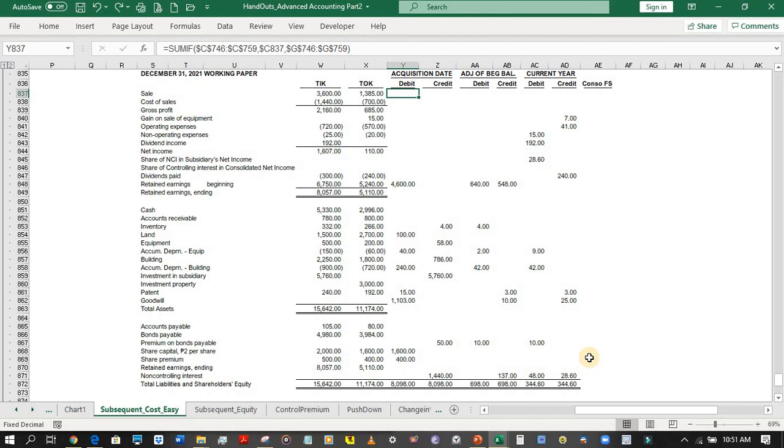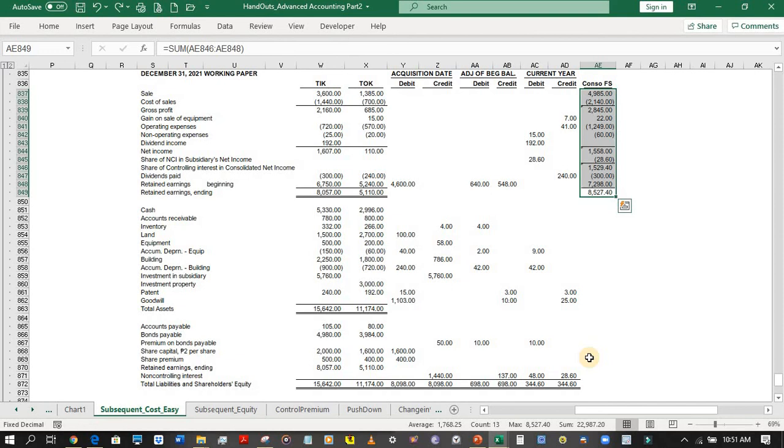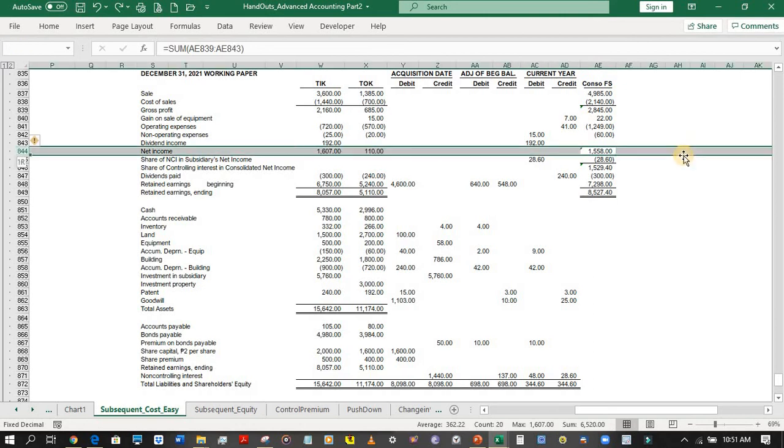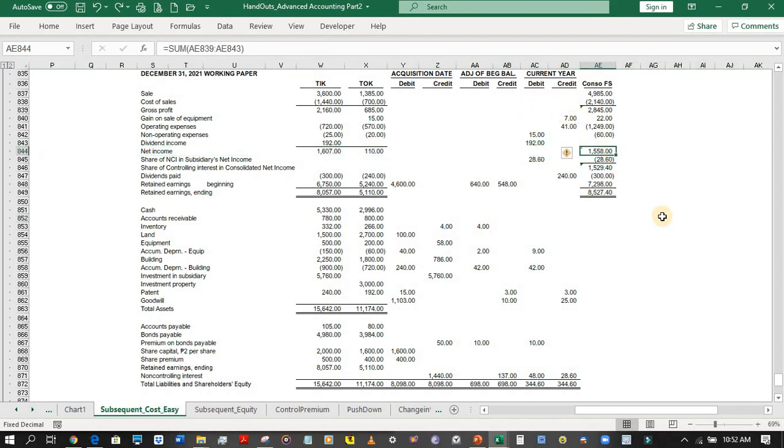So let's start with the income statement. The consolidated net income is 1,558. This is the summation of the net income of the acquirer and the acquiree, but subjected to the eliminating entries for the current year. Out of the 1,558 consolidated net income, 28.6 is related to the non-controlling interest. That is why the share of the controlling interest in the consolidated net income is 1,529.4. Then, less dividends payment.